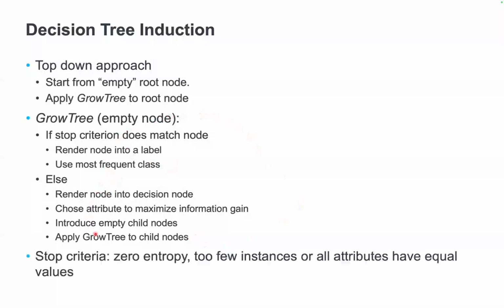Now, what are stopping criteria? For example, 0 entropy, of course, is a good stopping criterion. But it may also happen that I have too few instances. So if I only have 3 instances left, it doesn't make sense to build a more fine-grained tree, actually earlier than that. Maybe also the attributes don't give me a good possibility anymore to improve my entropy.